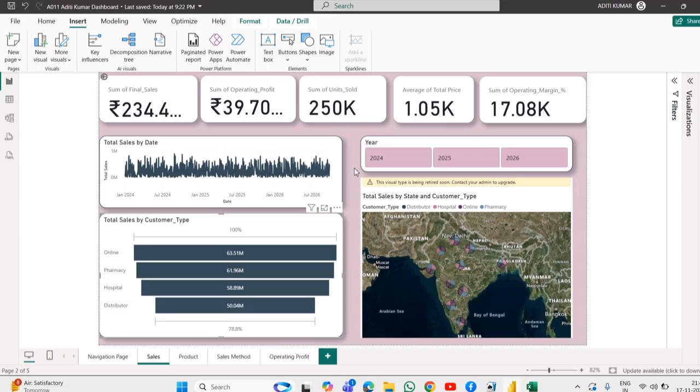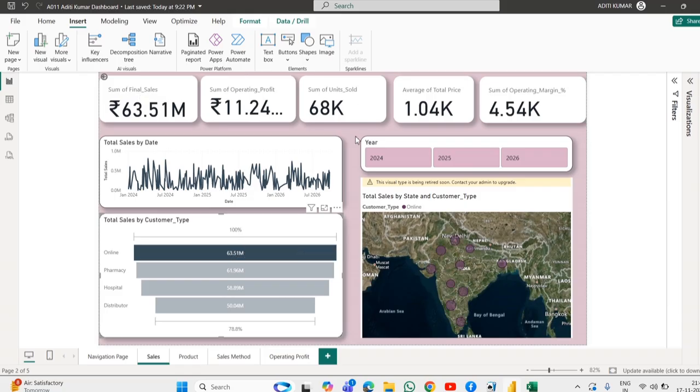If I have to analyze the data of a particular segment, for example my customer type, which is mostly online, I simply click on this, and the other KPI cards will show me the particular segment which I want to see. For example, I can clearly state that on 4th April 2024, I had the highest sales of around 48,734.91 Indian rupees, which tells me that the highest sale for the online segment was on that particular day. The sum of units sold was around 68,000, and the average of the total price was around 1.04k.